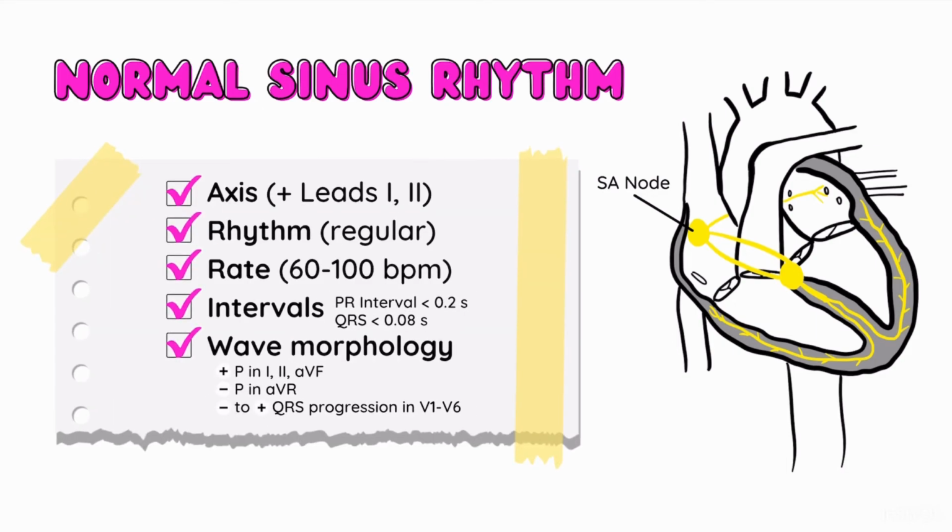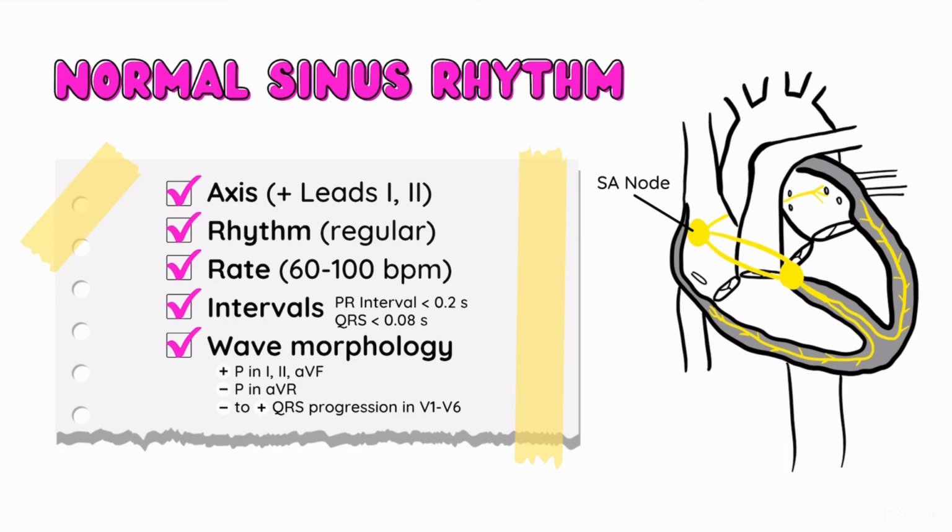In summary, a normal sinus rhythm has a normal axis with leads 1 and 2 having a positive QRS, a regular rhythm, a rate between 60 and 100 beats per minute, a P wave followed by a QRS, and every QRS being preceded by a P wave, a PR interval less than 1 big box, and a QRS complex that is less than 2 small boxes. The P waves should also be positive in leads 1, 2, and AVF, as well as negative in lead AVR. Finally, the QRS direction in the precordial leads should progress from negative to positive after V1, but before V6.